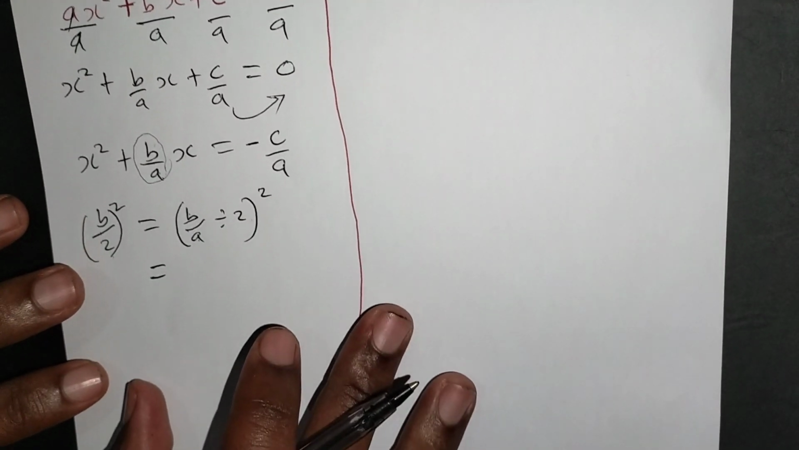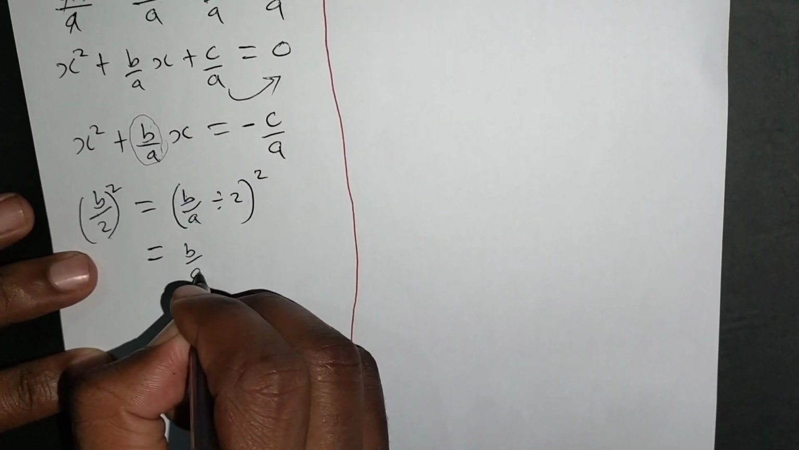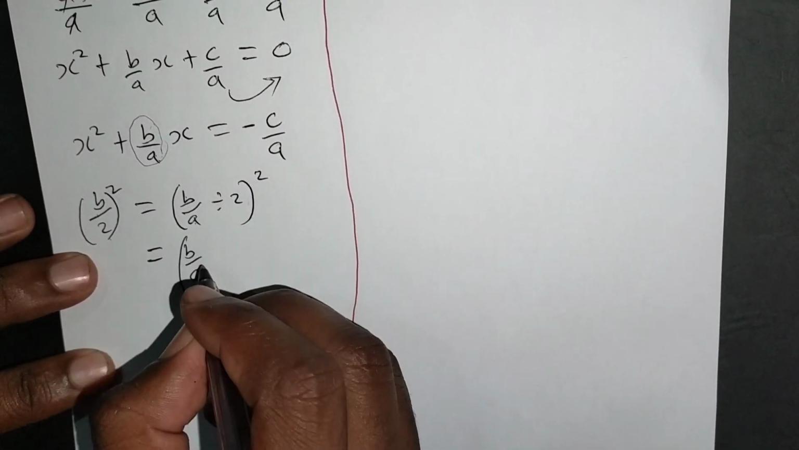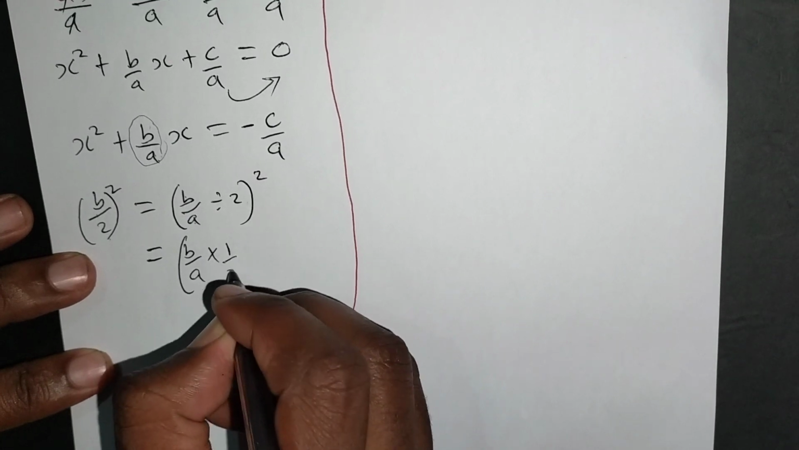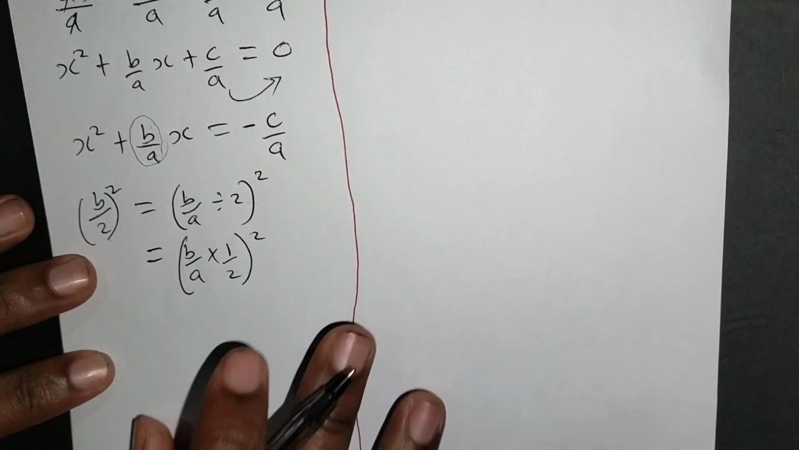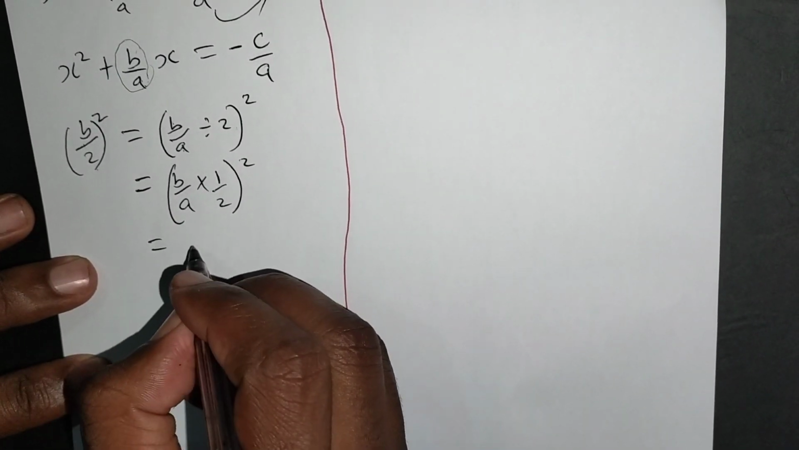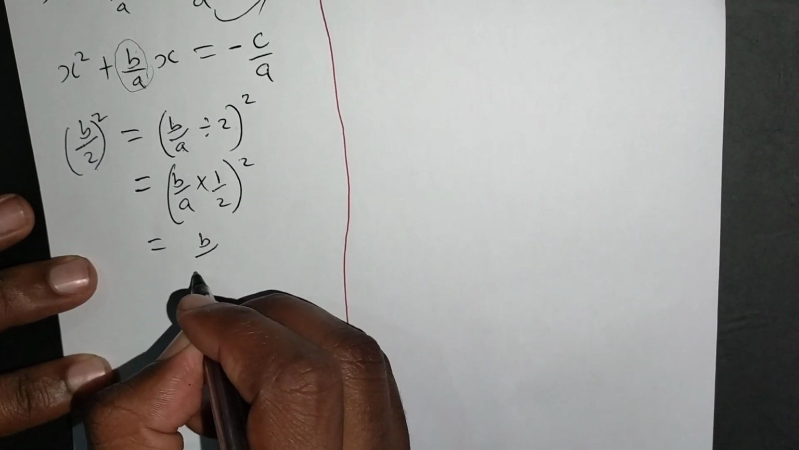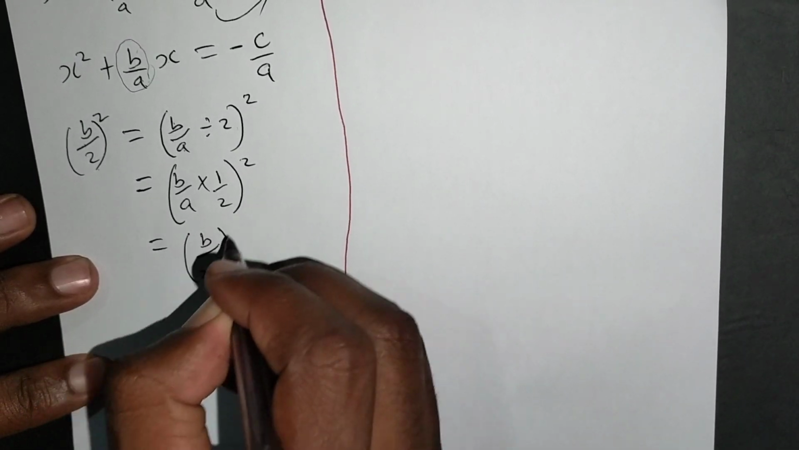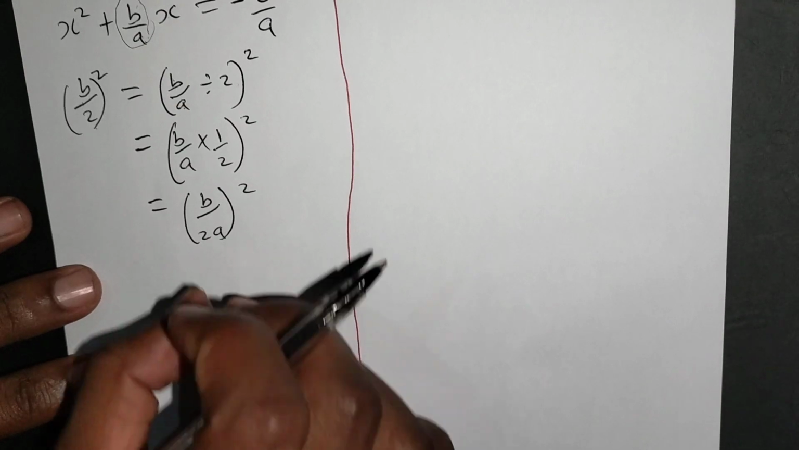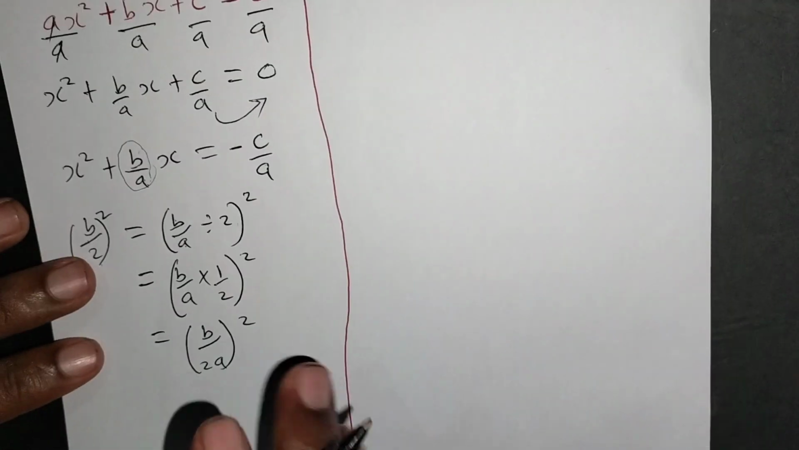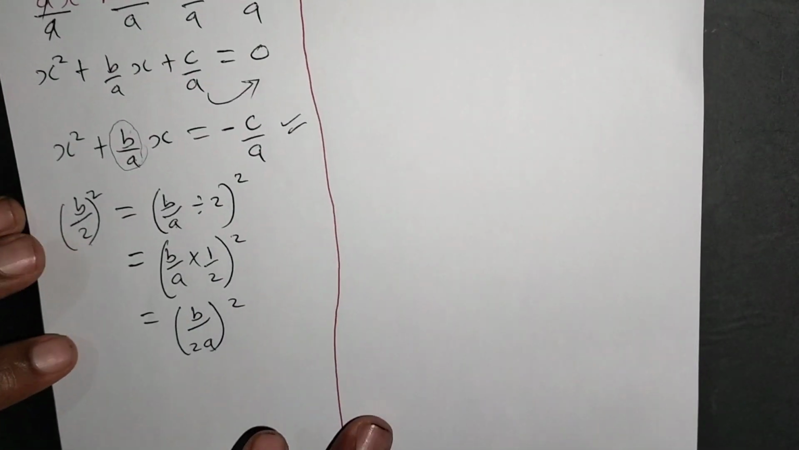So this is the same as saying b over a. Then, we know whenever you divide, you multiply by the reciprocal. So multiplied by a half, then squared. So this will simply be equal to b over 2a, then of course everything is squared. So you want to add the value of b over 2a, squared, on both sides of this particular equation.